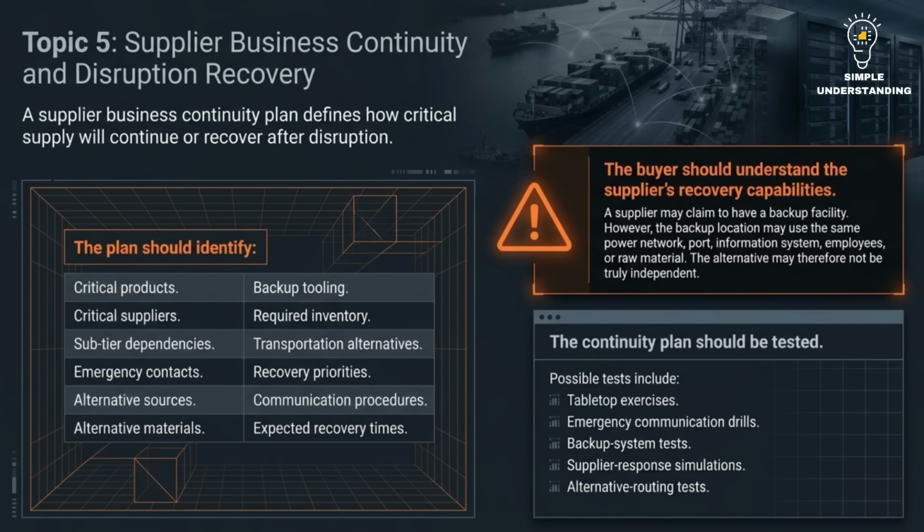A supplier may claim to have a backup facility. However, the backup location may use the same power network, port, information system, employees, or raw material. The alternative, therefore, may not be truly independent. The continuity plan should be tested. Possible tests include tabletop exercises, emergency communication drills, backup system tests, supplier response simulations, and alternative routing tests.